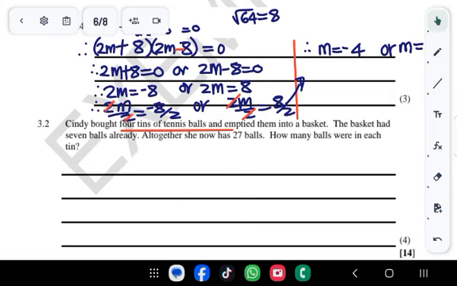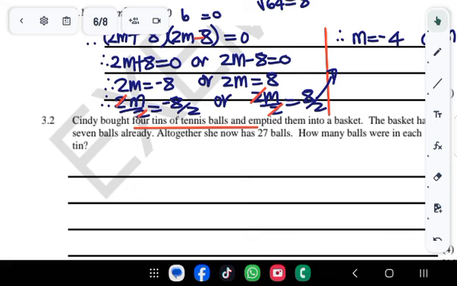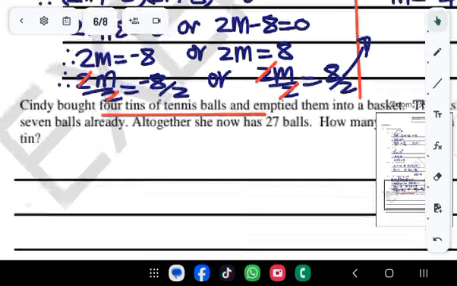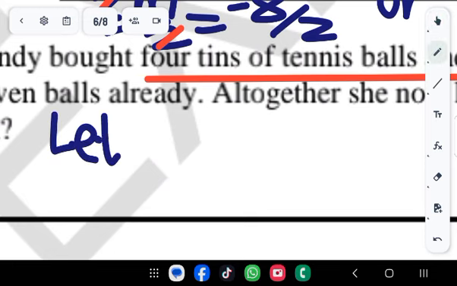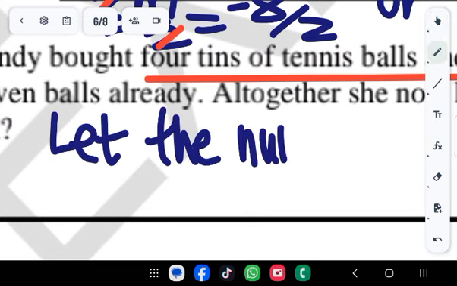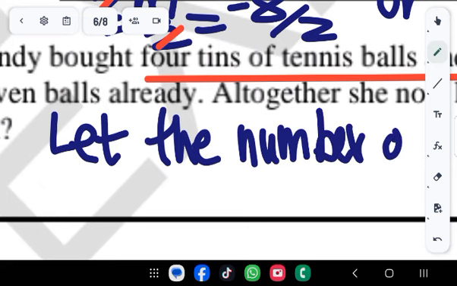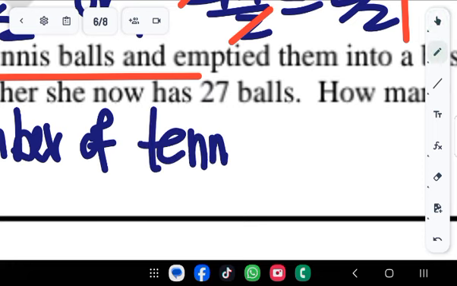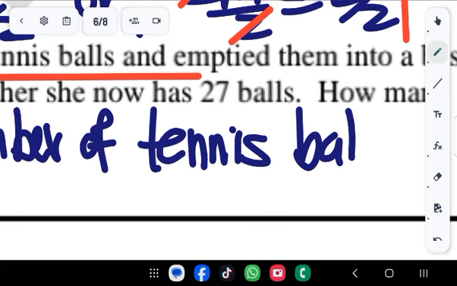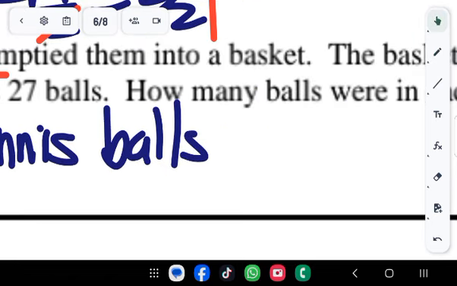So you've got 4 tins of tennis balls into a basket. Altogether, she now has 27. The basket had 7 balls already. So how many balls were in each tin? All right, so let the number of tennis balls in each tin be x.